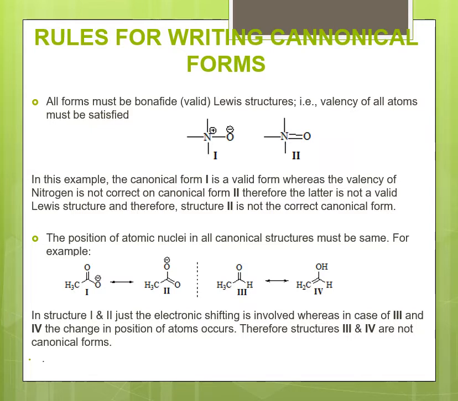But consider this one. Here in the structure number 3, we have a CH3 at one end, and in the next structure we have a CH2, and one of the hydrogen from CH3 has shifted on oxygen. So here we have changed the position of atom. So since we have changed the position of atom, this is not the right canonical form. Right? So structure 3 and 4.